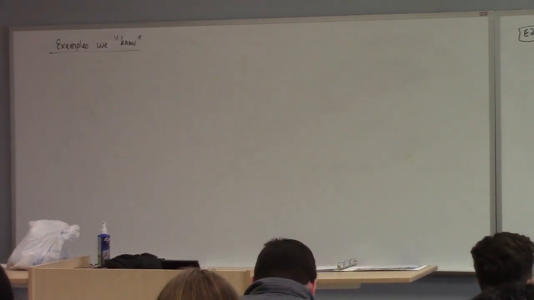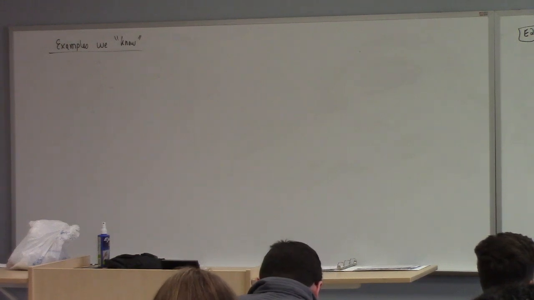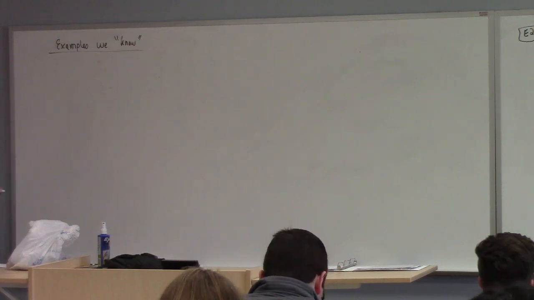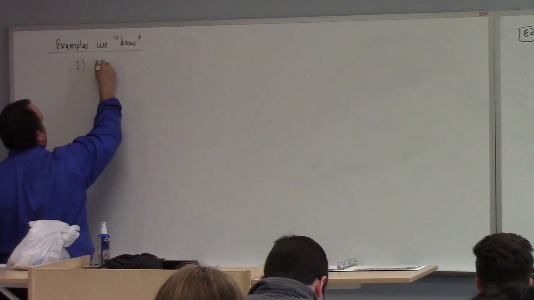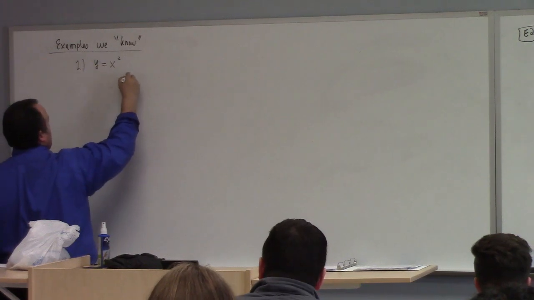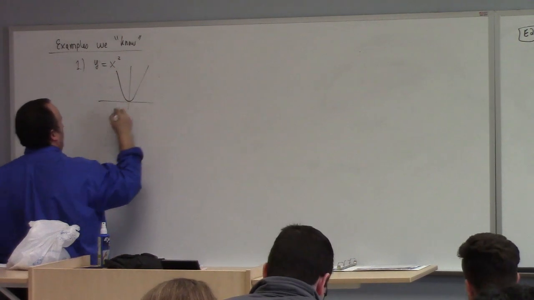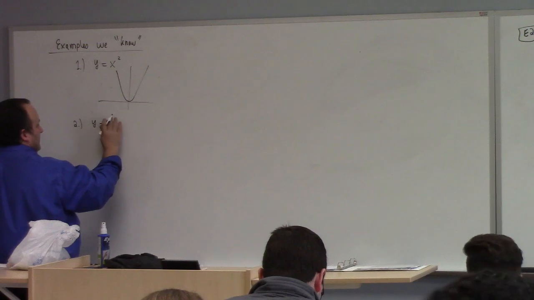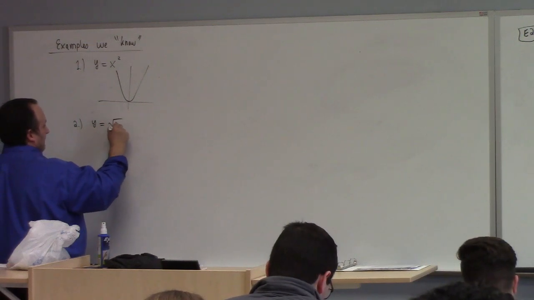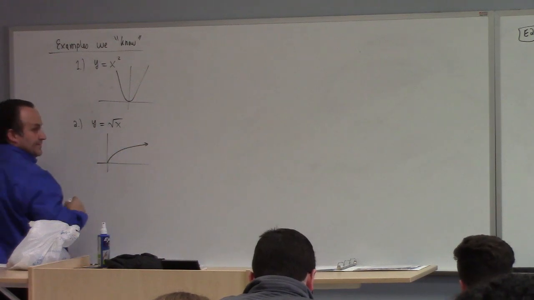Now some of these you should have already seen before. Number one, y equals x squared. You know what this is, right? That's this guy. Number two, y equals the square root of x. Well, that is this, right?